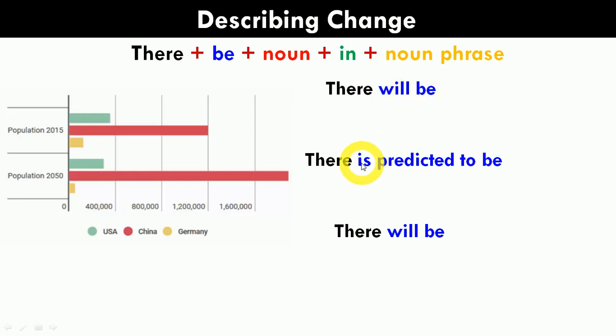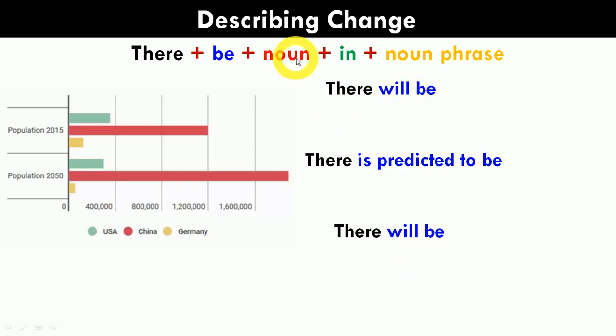Instead of will be we can also write there is predicted to be. There is predicted to be, because when the data is given for the future, the writer or the surveyors are not sure whether it will really happen or not, so it is generally a prediction. So we can write like this, there is predicted to be. We can also write there is likely to be, there is a probability. And if you are not sure, keep it simple, there will be.